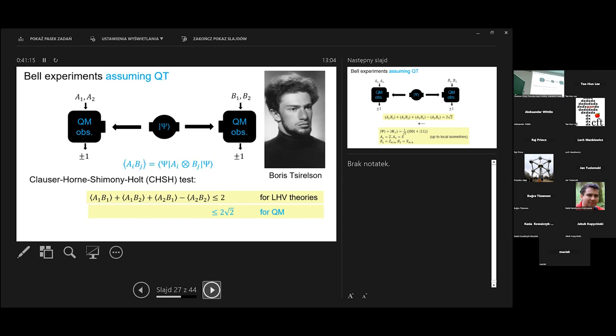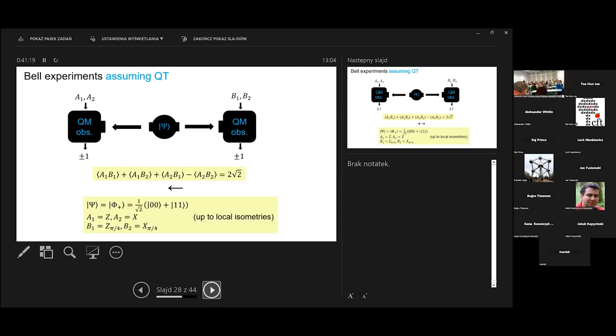Okay, so that's one thing we know, Molly's device, but now another question we can ask is: we know a specific strategy can reach 2√2, which is the one I showed on the previous slide. So if the state here is a singlet state, if the measurements on the left are sigma z and sigma x measurements, and the measurements on the right are rotated versions of these measurements, we know from there we can obtain 2√2. Is there some other way to get this value?